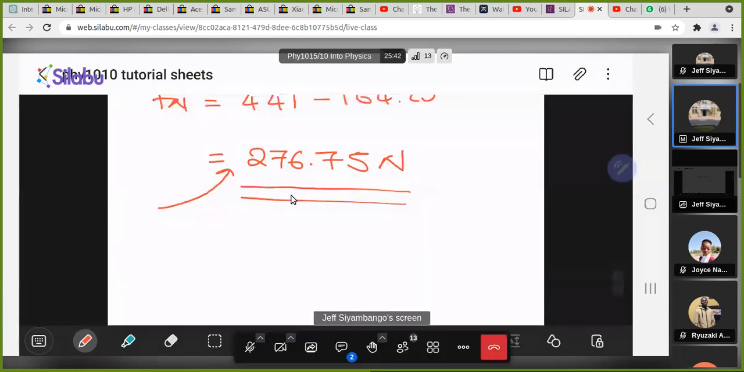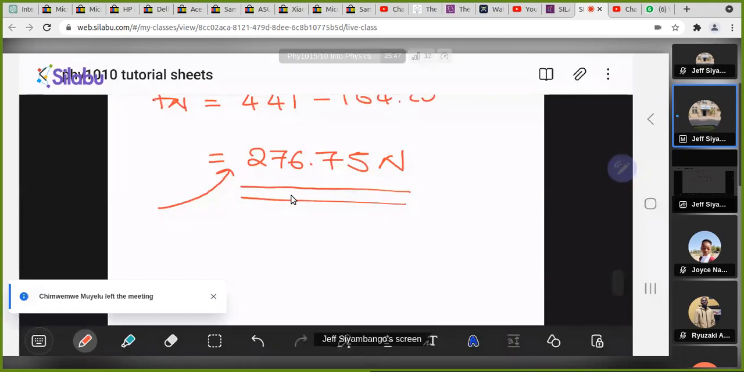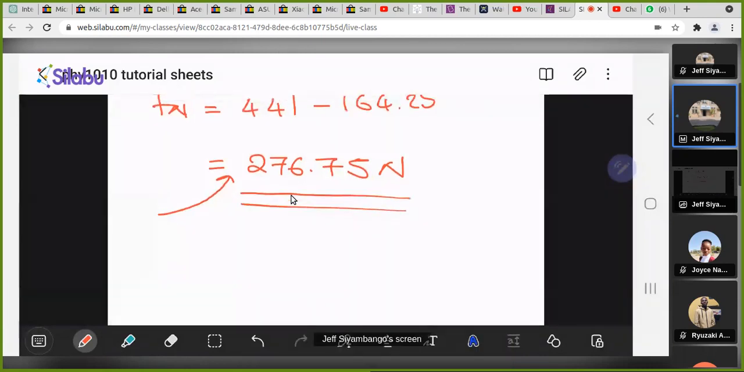Okay, so I hope that was helpful, that extra bit of detail. But this concludes the first question. Do we have any questions before we go on to question 2?